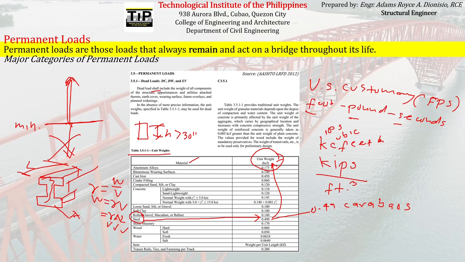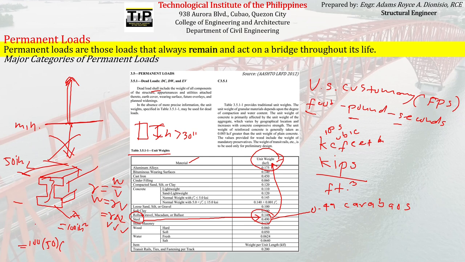And where can you find the unit weight? You can use Table 3.5.1-1, according to the code, according to the AASHTO. So you can use 0.49. Kunyari, ang area niya is 100 square inches. And then, ang length niya is 50 inches. To get its weight and consider it as a dead load, you just have to multiply the area and the length by the unit weight, which can be found on the table from the code, which is 0.49.